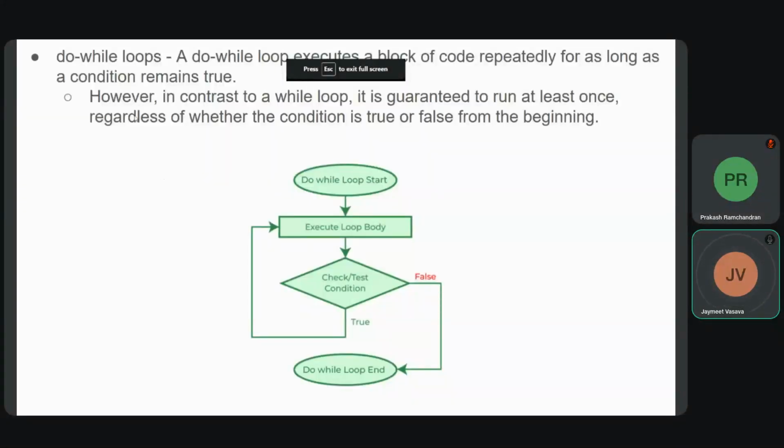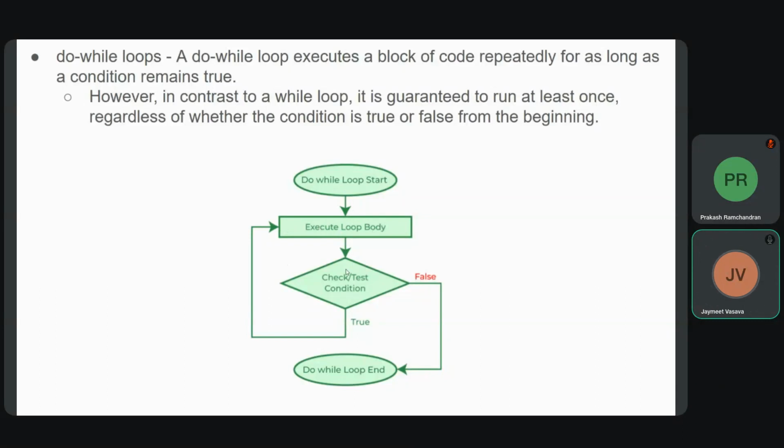So next is the do while loop. So a do while loop executes a block of code repeatedly for as long as the condition is true. However, in contrast to the while loop, it is guaranteed to run at least once, regardless of whether the condition is true or false from the beginning. So you can see the flowchart of the do while loop.